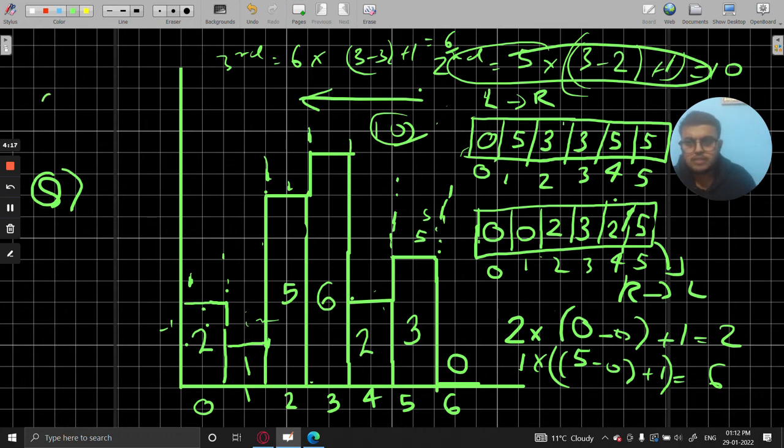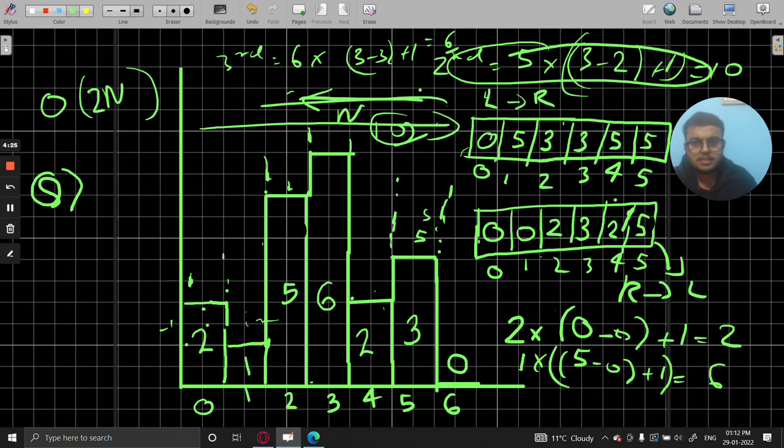So the overall time complexity in this case will be O of n. Actually we are doing 2 passes, so this will be 1 pass of n and then another pass of n. So this will be O of 2n, and the space complexity will be 2 stacks. So this will be O of 2n, the space complexity.